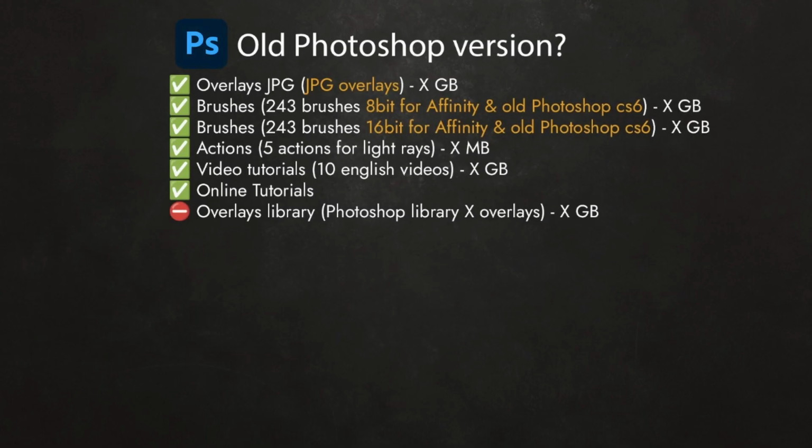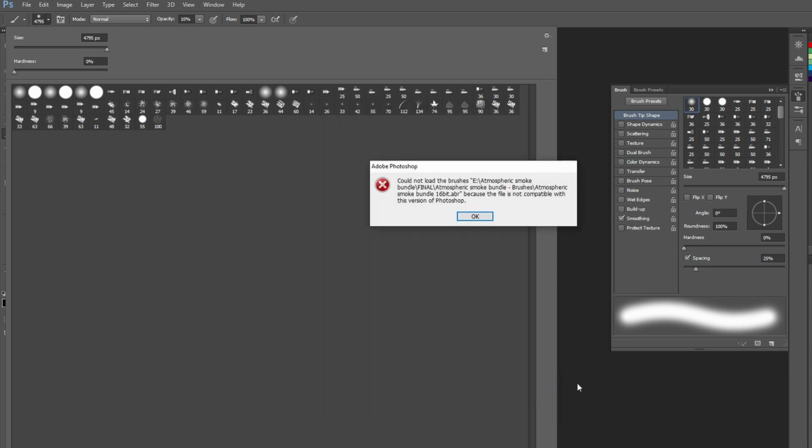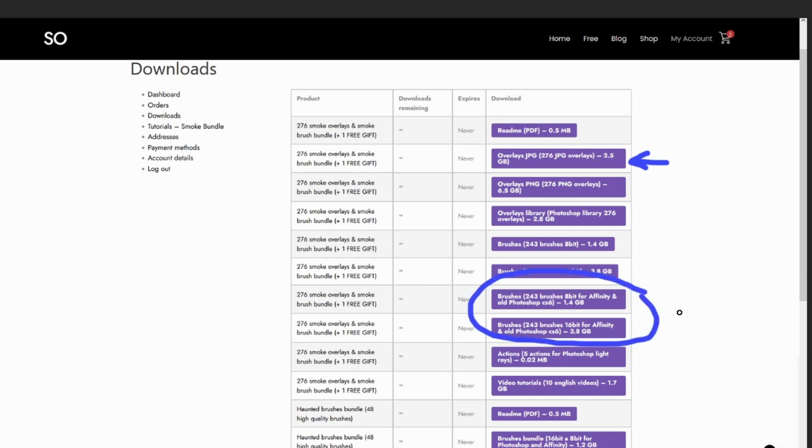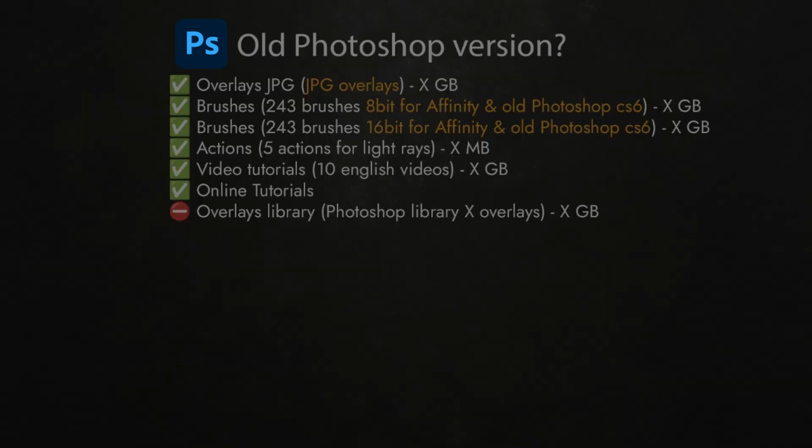Are you using an older version of Photoshop, such as CS6? You may encounter an error when importing brushes. Older versions of Photoshop do not allow importing brush files larger than 2 gigabytes at once. That's why we have special versions of brushes prepared for you, which also work on older versions. Unfortunately, the overlay library will not be available for you in older versions. Instead, we recommend using JPEG overlays.